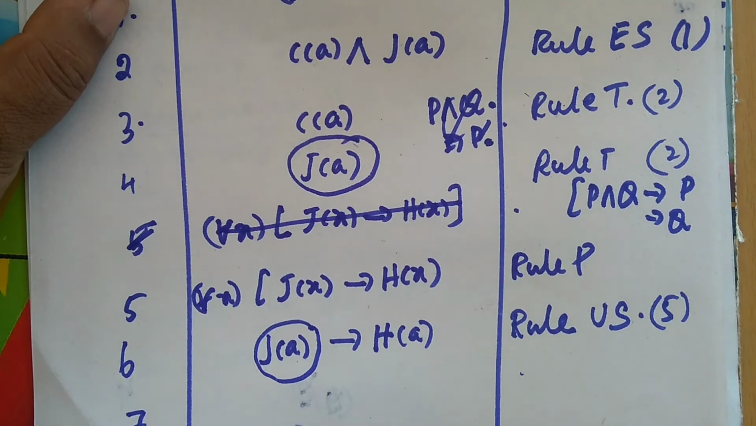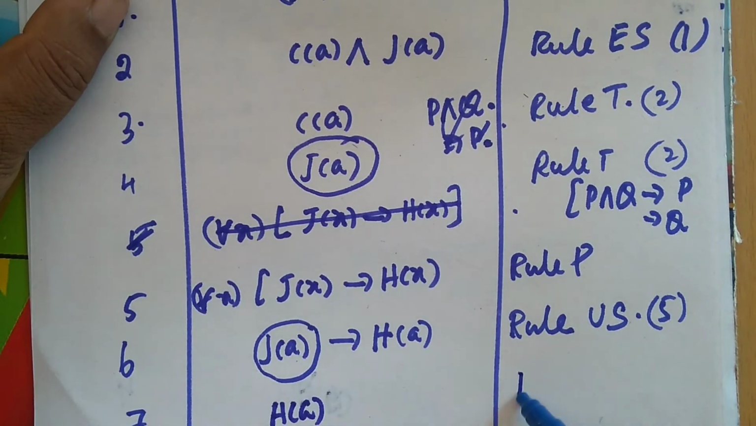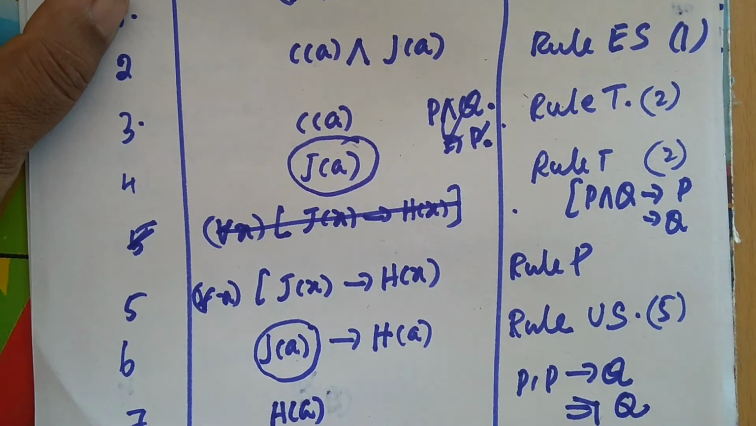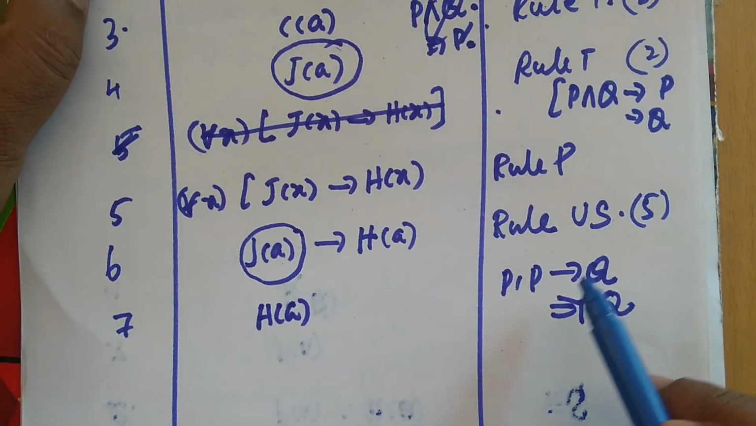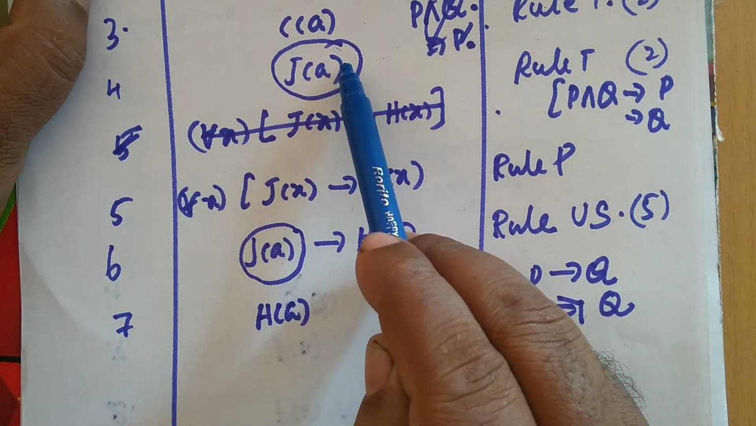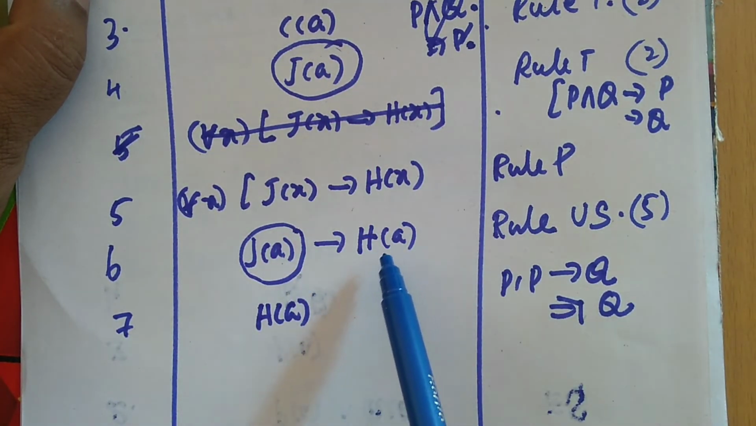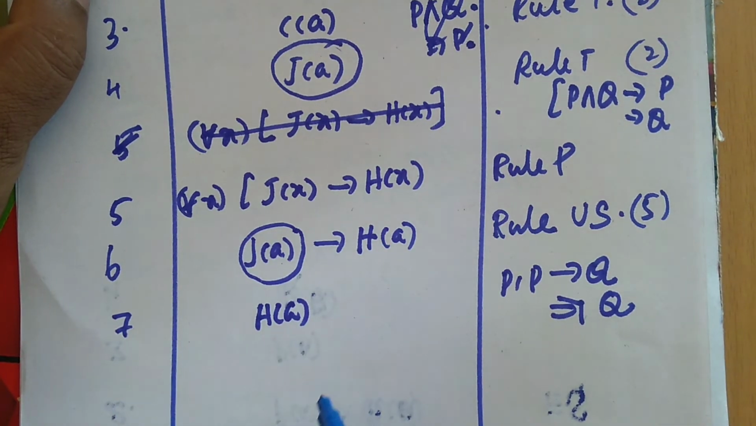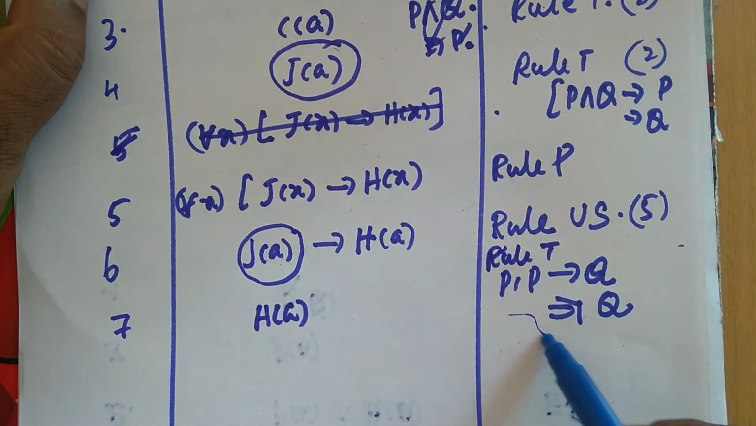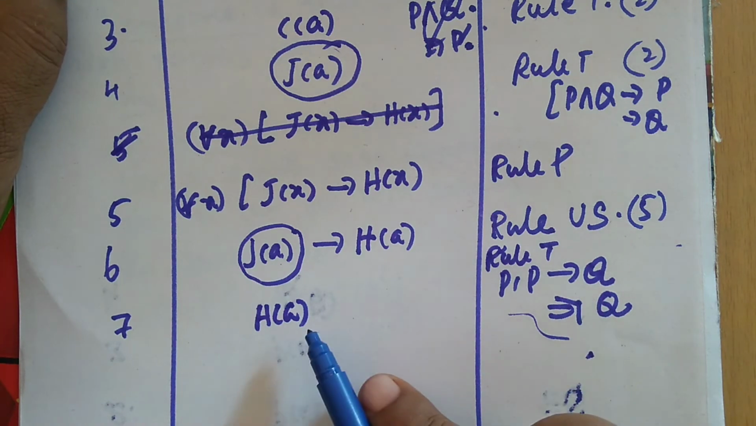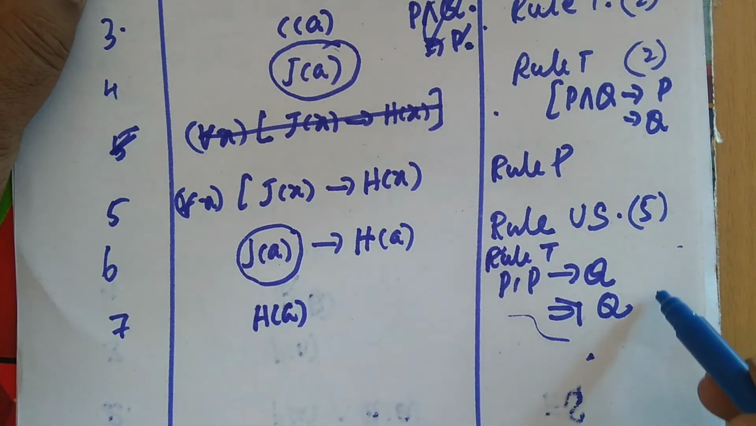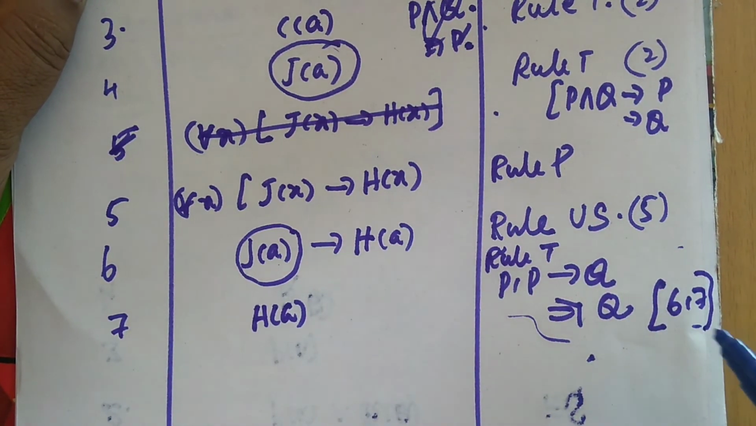So we can use the formula P comma P implies Q, that is equal to Q only. So J of A comma J of A implies H of A, that is equal to H of A. This is by rule T. So that is equal to H of A. Now, this is from which one? From 6 comma 7.